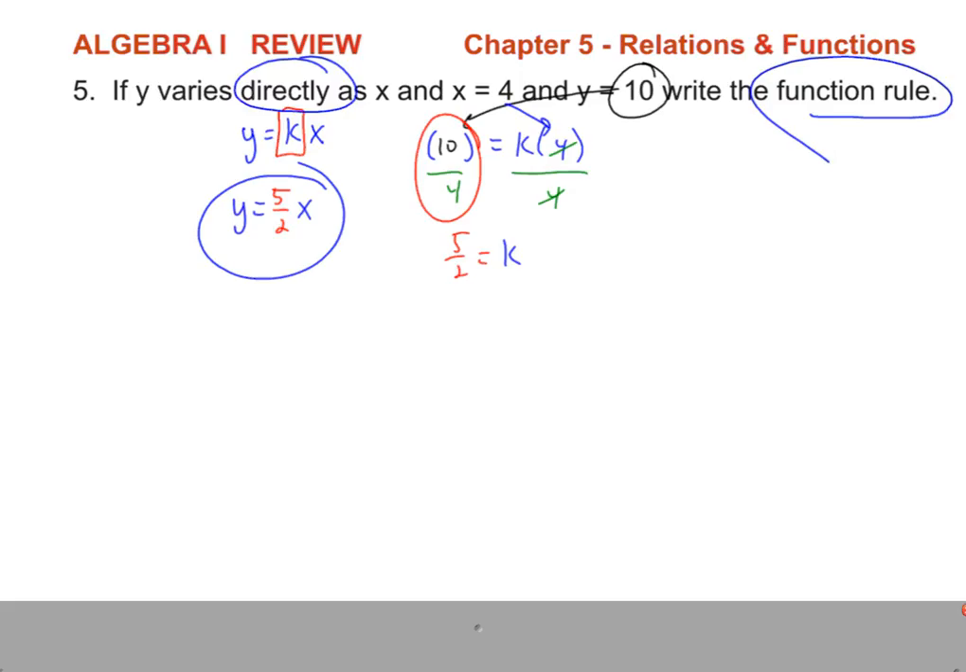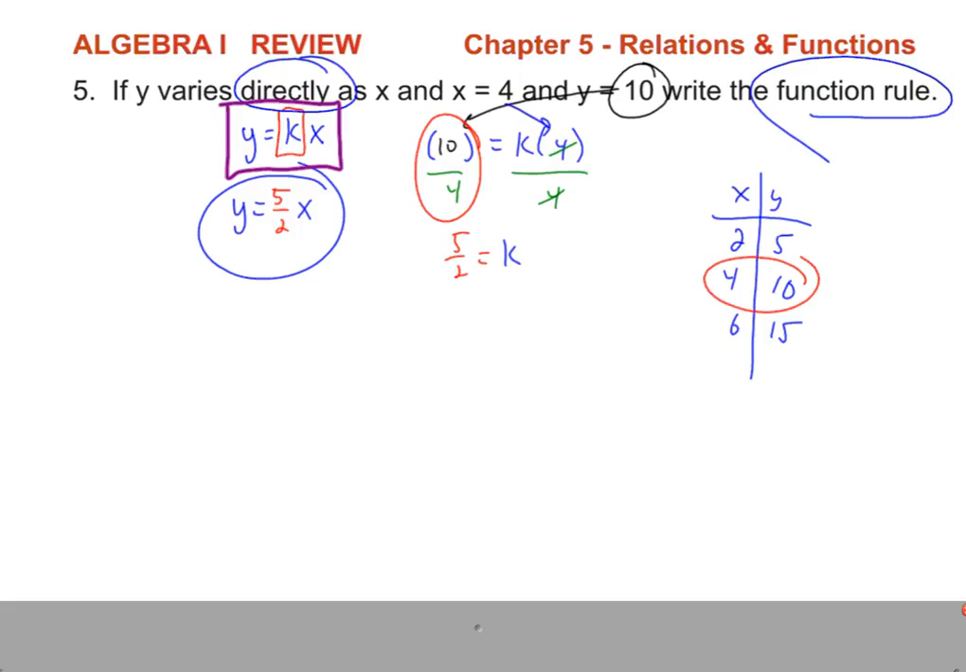Now, instead of me saying the problem like this, I could have given you a bunch of xy pairs. Okay? I could have given you 2 and 5, 4 and 10, 6 and 15, etc. And again, you could use any pair, that's the pair I used, to figure out the value of k and sub it in and write the function rule. Okay? But look, you got to know this, that y equals kx for direct variation. You have to know that. And then all you need is the value of k, sub it in, and you're done.